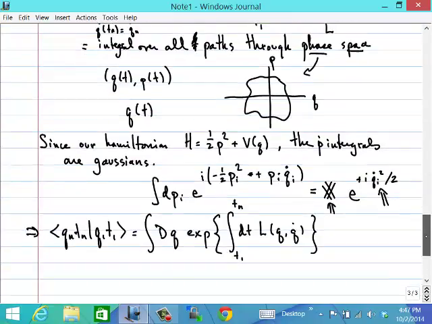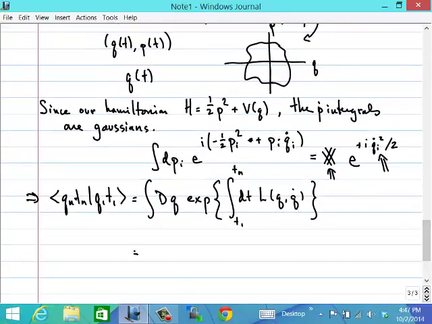Okay. Oh, and there was a factor of i out front. Okay, that's this factor of i. Or, restoring our factor of h bar, this transition amplitude is the integral over all paths of e to the i action of a path through configuration space divided by h bar. Good. Okay.